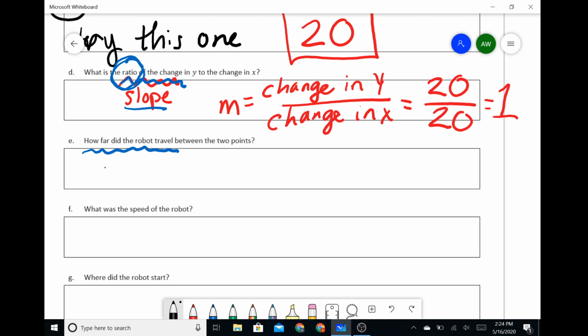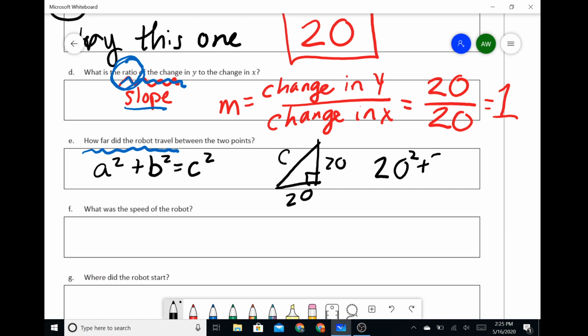We're going to use the Pythagorean theorem, which is a squared plus b squared is equal to c squared, because we have a right triangle where we have 20 and 20 for our legs, and we're solving for c, which is the hypotenuse. So the first thing we're going to do is take our 20 and our 20 and plug them in for a and b, right? So we'll do 20 squared plus 20 squared is equal to c squared, which we don't know yet.